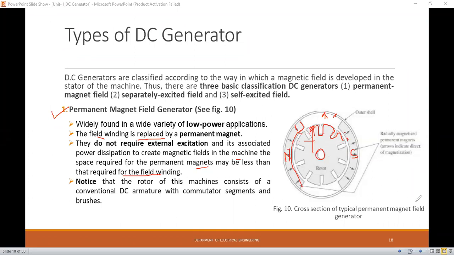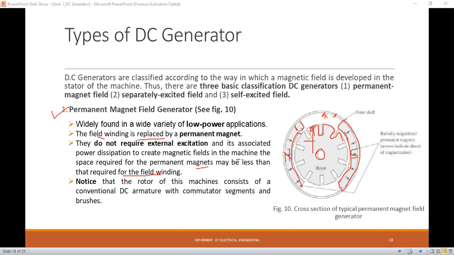It can be fed to that of external supply. Okay, so see here, instead of field winding we are using the permanent magnet. That is the only difference. So we are using the permanent magnet, that is N pole magnet and S pole magnet.